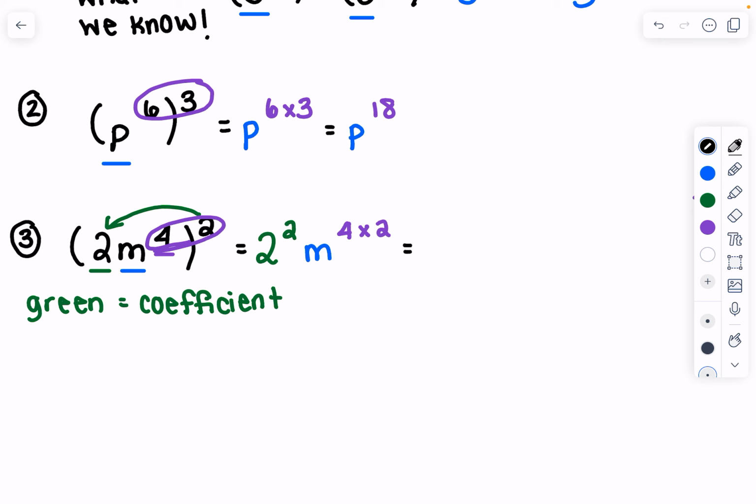You're going to do 2 to the power of 2, which is the reasonable number. 2 to the power of 2 is the same as 2 times 2, which is 4. Your base is always just the same. You don't really have to do much with it. You just need to make sure it's attached to your term. In this case, it's the letter m. And last but not least, you have your exponent, which is 4 times 2, 8. So we're not doing 4 plus 2 anymore. We're doing 4 times 2.